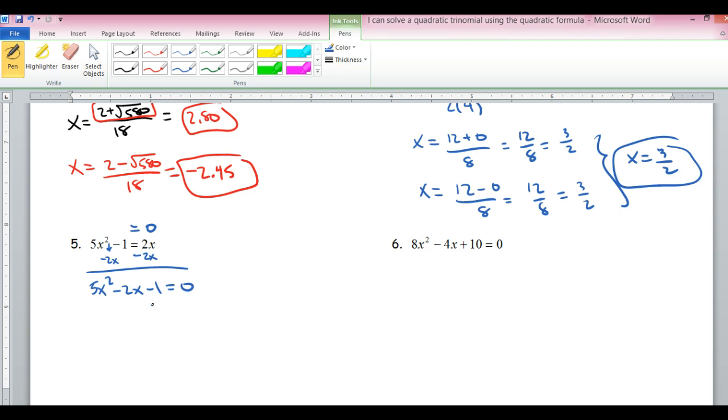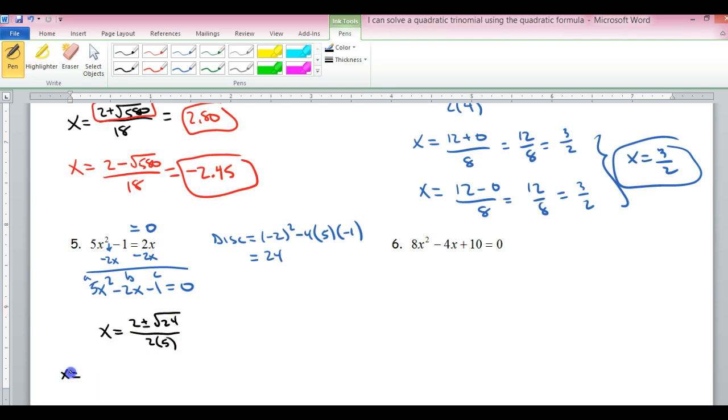Once I have this, now I am ready to go ahead and use the quadratic formula. So I evaluate the discriminant. I get negative 2 squared minus 4 times 5 times negative 1. So I have my A, my B, and my C here. When you evaluate that in your calculator, you get a value of 24. Once I know my discriminant, I go straight to the quadratic formula. The opposite of B, which is positive 2, plus or minus the square root of 24, all over 2 times A, which is 5.